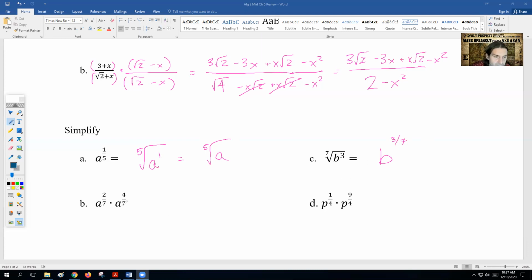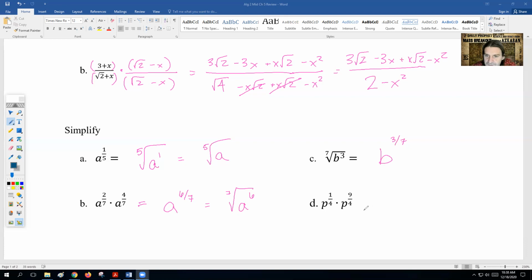Okay, we know when we multiply powers together, we add their exponents. So if I want to figure out what a to the 2/7 times a to the 4/7 is, I can add them together and get a to the 6/7 power. And then we can rewrite that as the expression. It'd be the 7th root of a to the 6. So we're just adding the fractions together.